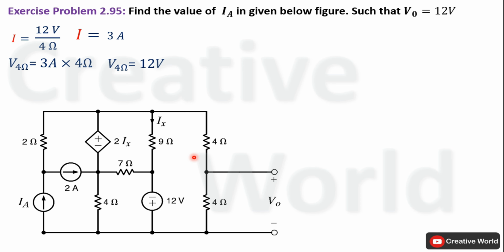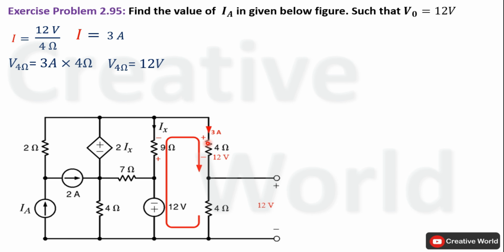Modify the network by indicating voltage across this 4 ohm resistance and current through this branch with its polarity. 3 ampere current is flowing through this branch in downward direction and voltage across this 4 ohm resistance is 12 volt with this polarity. Polarity notation of voltage is taken according to the direction of current.